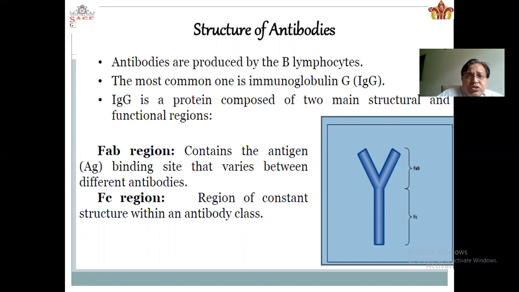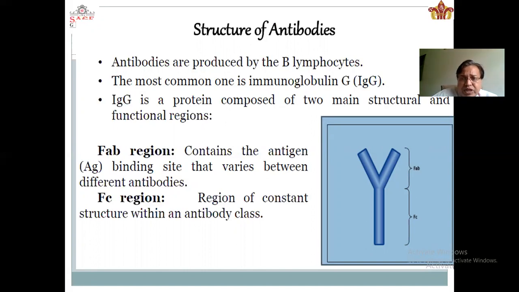Now, structure of antibodies. Antibodies are produced by the B lymphocytes or beta lymphocytes. The most common one is immunoglobulin G, that is also known as IgG. IgG is a protein composed of two main structural and functional regions.